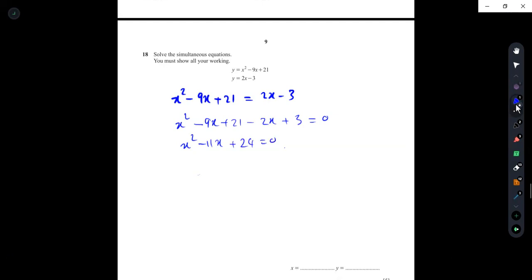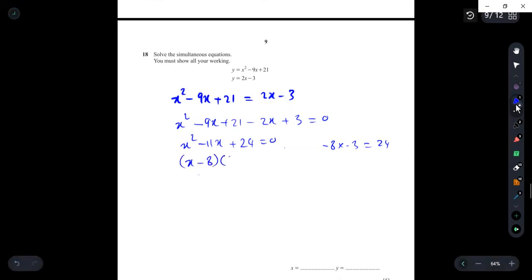And we can try to factorize it. So factors of 24, which we multiply, we should get 24. And when we add, we get negative 11. So negative 8 times negative 3 will give us positive 24, and when we add them, we get negative 11. So we can directly write the two factors (x minus 8) and (x minus 3) equal to 0, which will give us x equals 8, because x minus 8 equal to 0 will give us x equals 8, and x equals 3. So we have to find the value of y also.